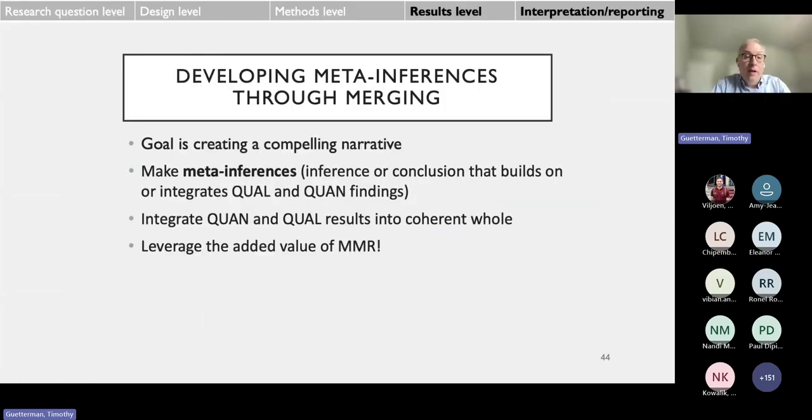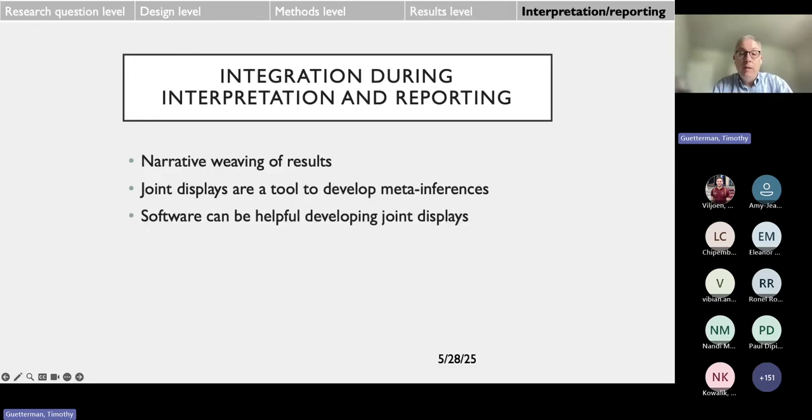And the goal of developing meta inferences, of course, is to create a compelling narrative. The onus is always on you. And I have both results and interpretation reporting highlighted at the top here because we're straddling into reporting. But the onus is on you to report integrated results in a mixed method study. So developing those meta inferences is really critical. These are new claims that integrate things into a coherent whole. And without this, you're really, in my opinion, not leveraging the value of mixed methods.